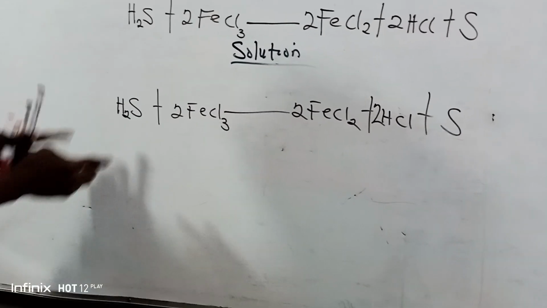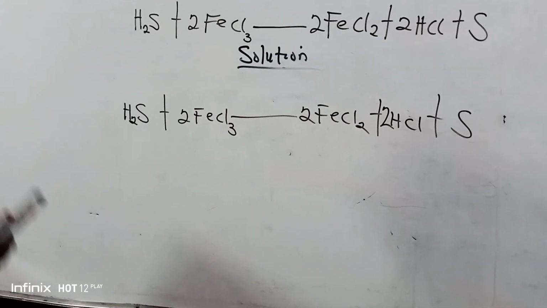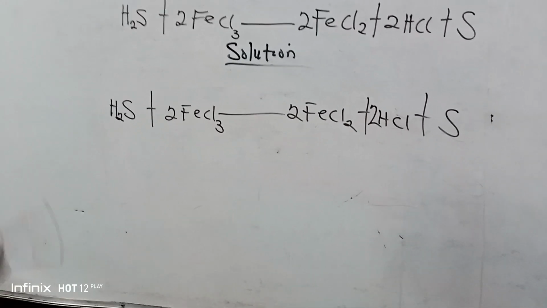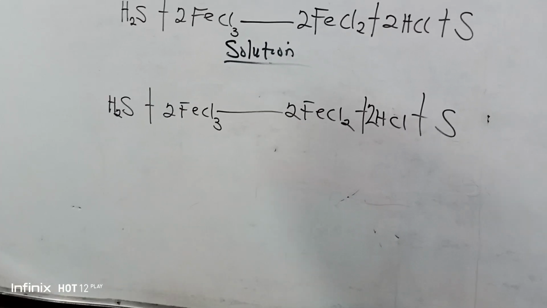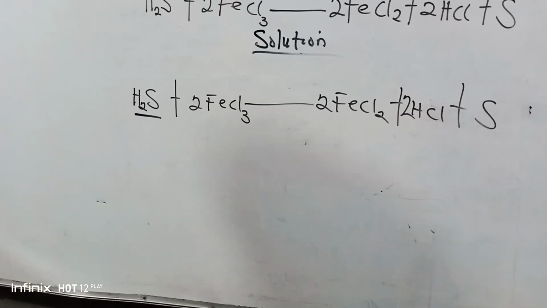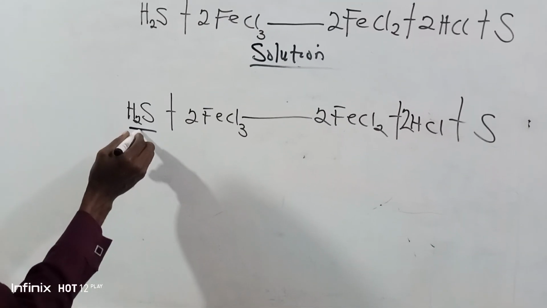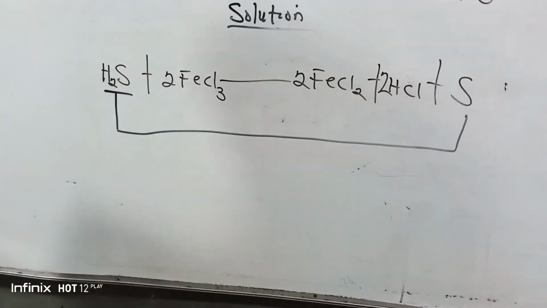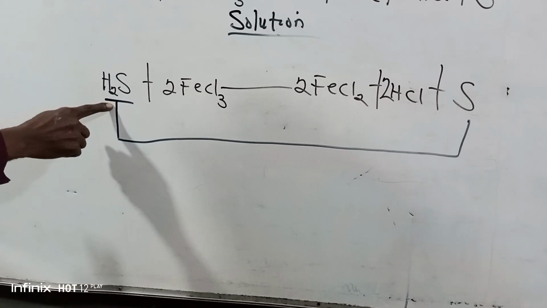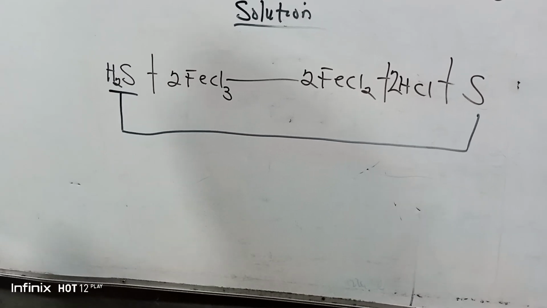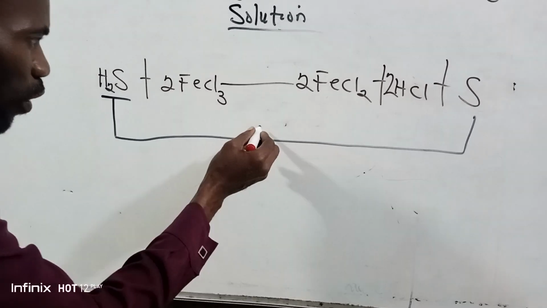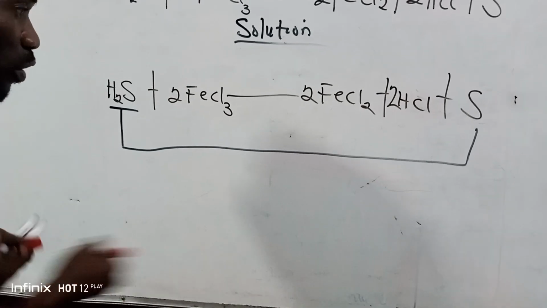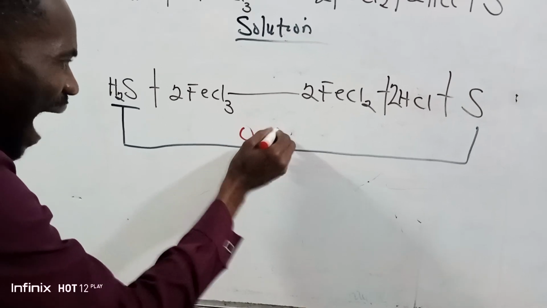First and foremost, let us take a look at what oxidation is. Oxidation can be defined as removal of hydrogen from a substance. In this reaction, hydrogen sulfide contains hydrogen, and hydrogen has been removed from hydrogen sulfide to give sulfur. It means that the hydrogen sulfide has undergone the process of oxidation, because oxidation is the removal of hydrogen from a substance.